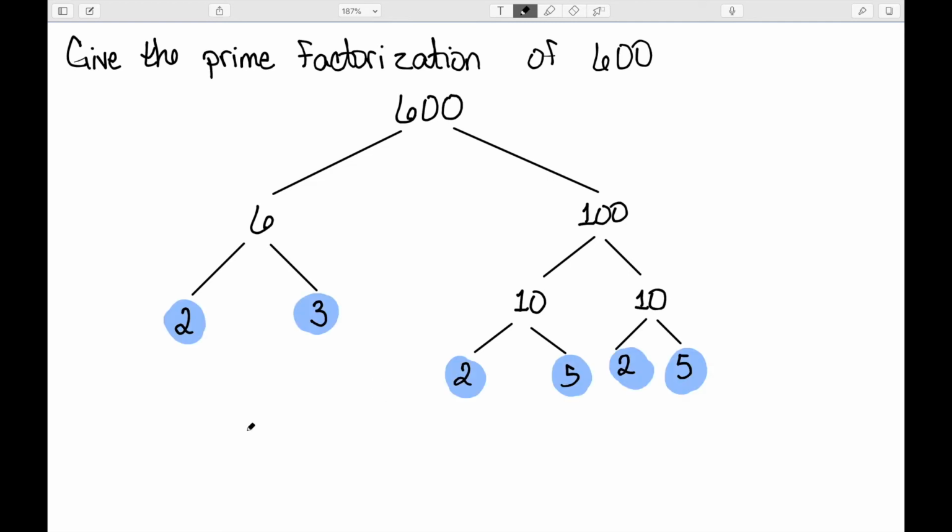All of these bottom numbers make up my prime factorization. I can see there are 3 2's, so I'm going to write 2 cubed. There is 1 3 and 2 5's, so I write 5 squared. So the prime factorization of 600 is 2 cubed times 3 times 5 squared.